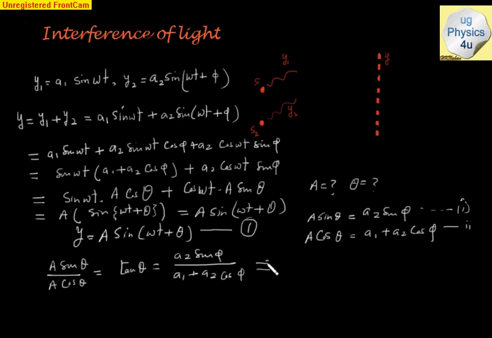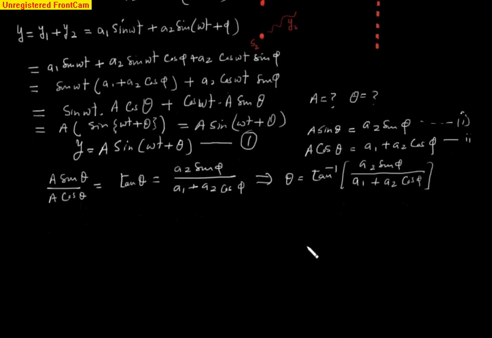So it gives me theta is equal to tangent inverse of a2 sine phi divided by a1 plus a2 cos phi. So we know now what this theta is in terms of initial values, that is a1, a2 and phi. Similarly we can find the value of this capital A, the amplitude.